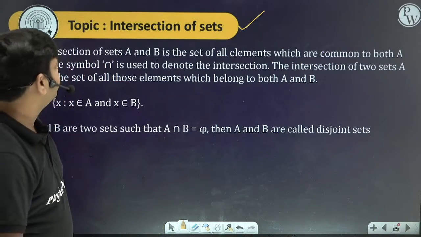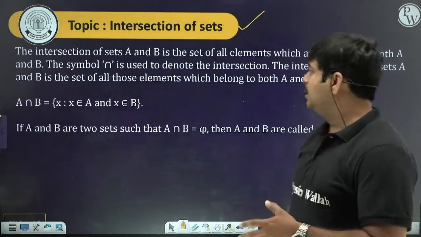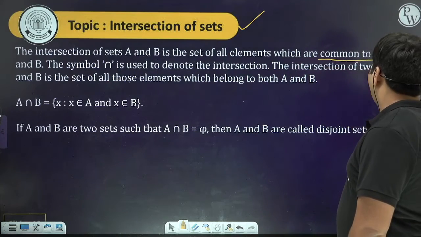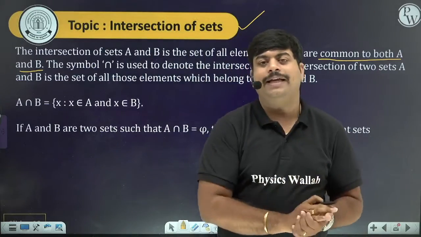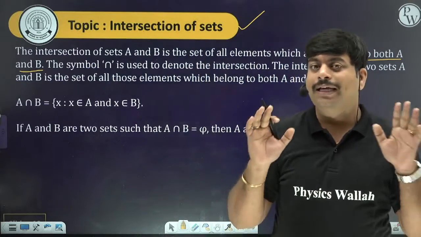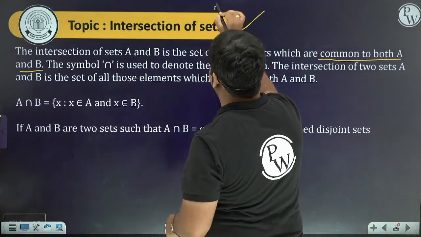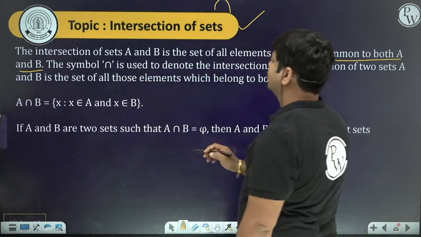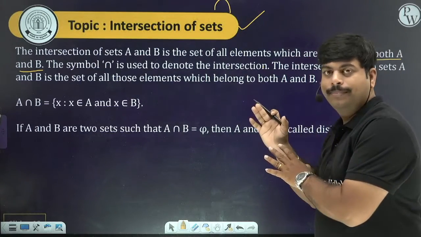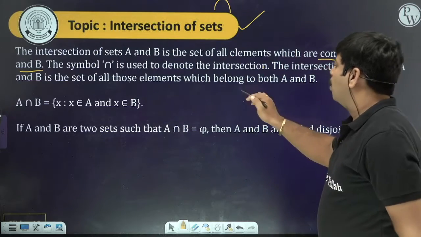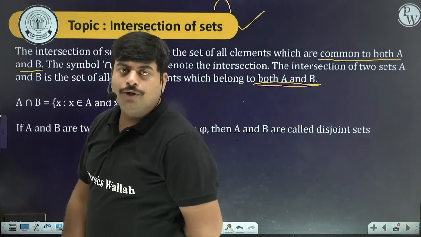Right. Next, the intersection of sets A and B. What do you mean by intersection? Intersection means the common elements between A and B. Only the common elements should be taken, not all the elements. This symbol, a kind of reverse U, is used to denote intersection, and we read that as A intersection B. The elements should belong to both A and B.